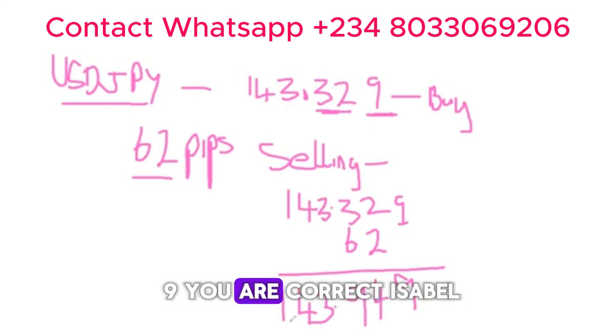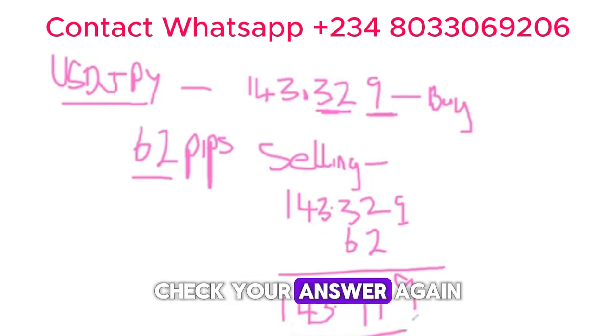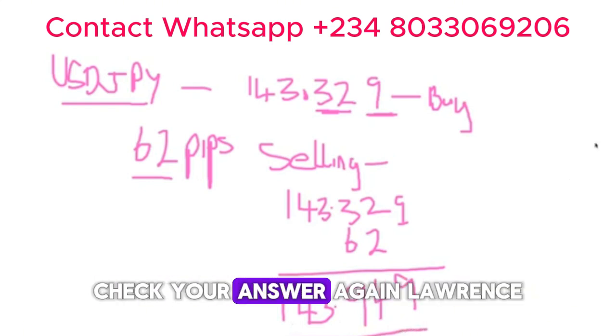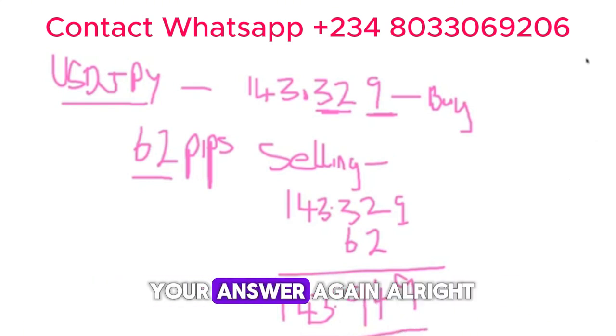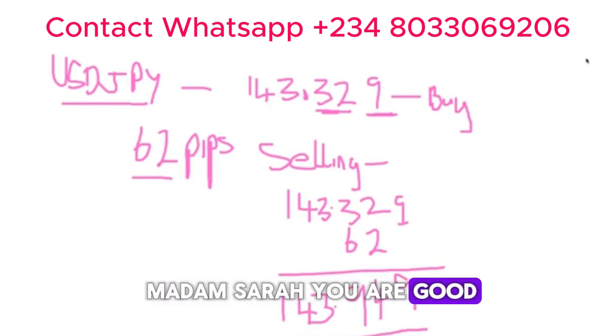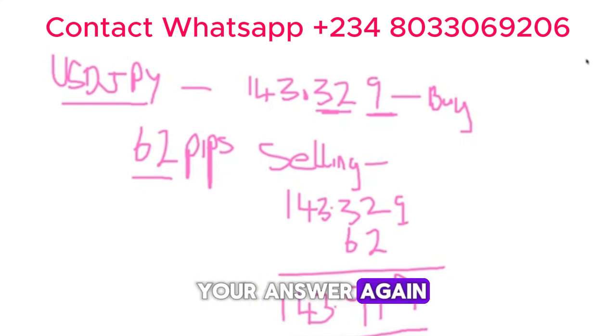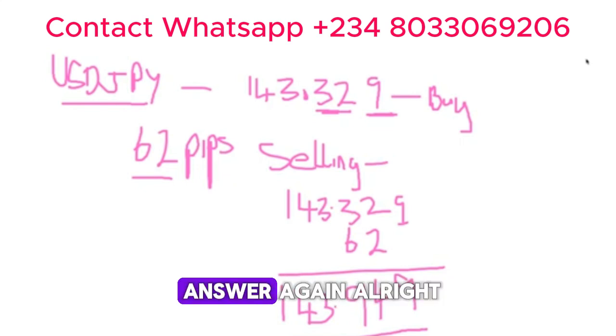Or 143.949, you are correct. Isibok, you want to check it again? Check your answer again. Lawrence, you want to check your answer again? All right. Godwin, you are good. Madam Sarah, you are good. Ademola, you check your answer again. Ibrahim, check your answer again.